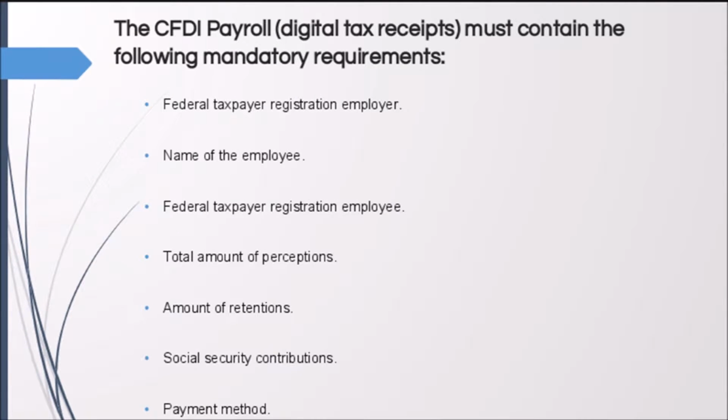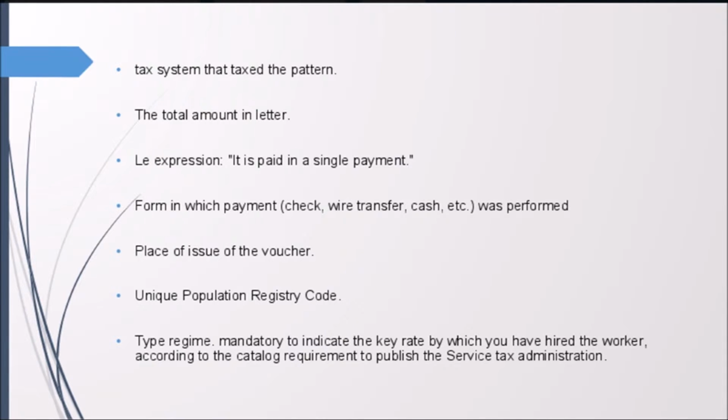For each proof of payment, the employer must complete the obligation to issue a digital tax receipt, which must contain the following requirements: Federal Taxpayer Registry of the employer, name of the employee, Federal Taxpayer Registry of the employee, total amount of perceptions, amount of retentions, Social Security contributions, payment method, tax system that taxed the employer, the total amount in letters. The expression "paid in a single payment" or the form in which payment was performed: check, wire transfer, cash, etc. Place of issue of the voucher.